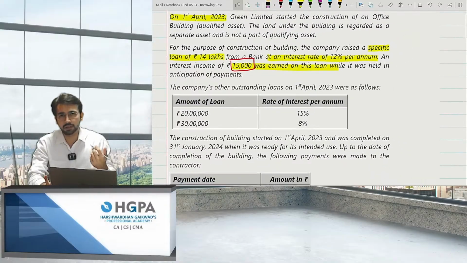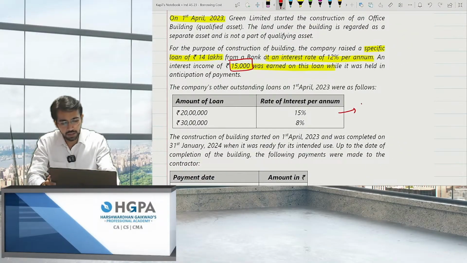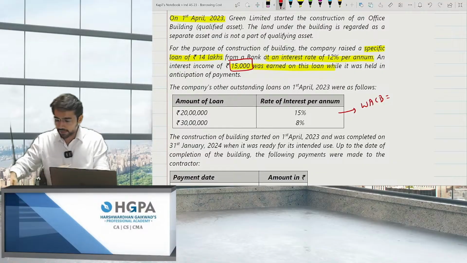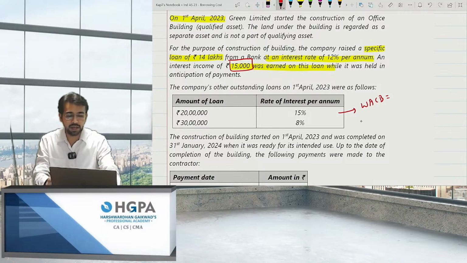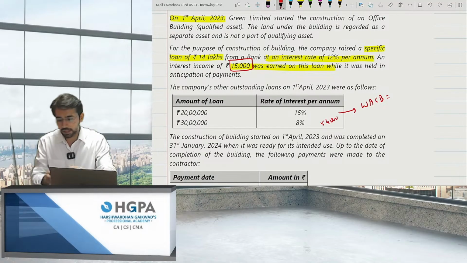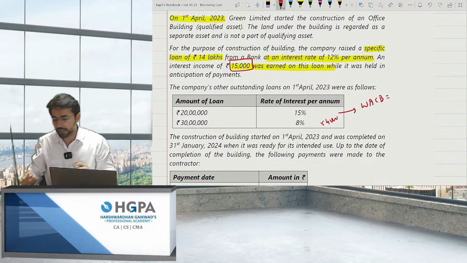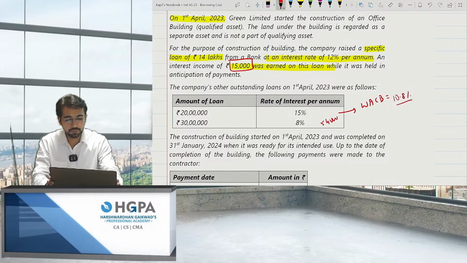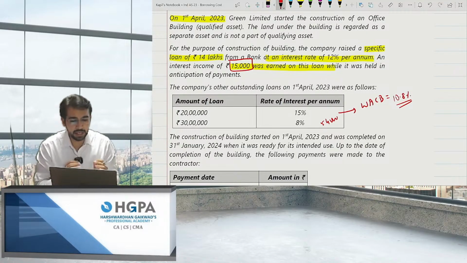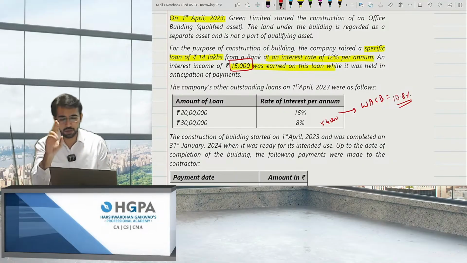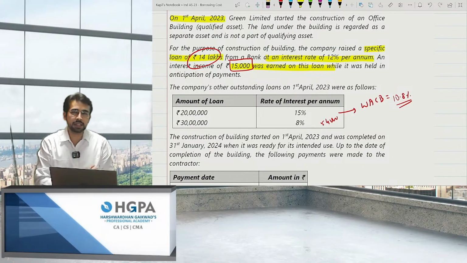Can I calculate the borrowing cost? Yes, the WACB. So what is the interest? It is 20 lakh into 15% plus 30 lakh into 8%. Total interest comes to 5 lakh 40,000. 5 lakh 40 divided by 50 lakhs, percentage will give you 10.8%. This was one of the options, I always use this option. You can calculate by weights also. So 10.8% is the WACB. Basically I have got two loans now. First is the specific of 14 lakhs and a general of 10.8%. Specific was at 12% and general was at 10.8%.